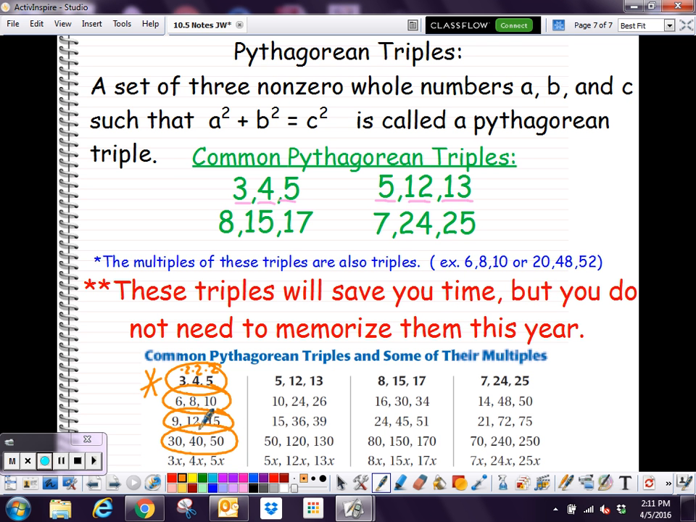So again, you do not have to have these memorized, but I would try to know at least these 4 at the top, just because it will save you some time if you know them. Now, just to make sure, I would go ahead and do the Pythagorean theorem, just to make sure that you know them, but if you can memorize those, then you'll be great.